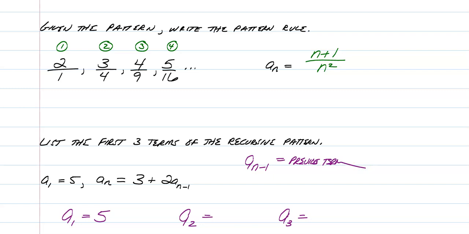So if you have a previous term of 5, once we get to a sub 2, that means it's 3 plus 2 times a sub 2 minus 1, which is a sub 1, which takes you back to the previous term. Okay, that's how this works. So 3 plus 2 times your previous term, which is 5 times 2 is 10, is going to give you 13. A sub 3 would be 3 plus 2 times 13, which would be 29.